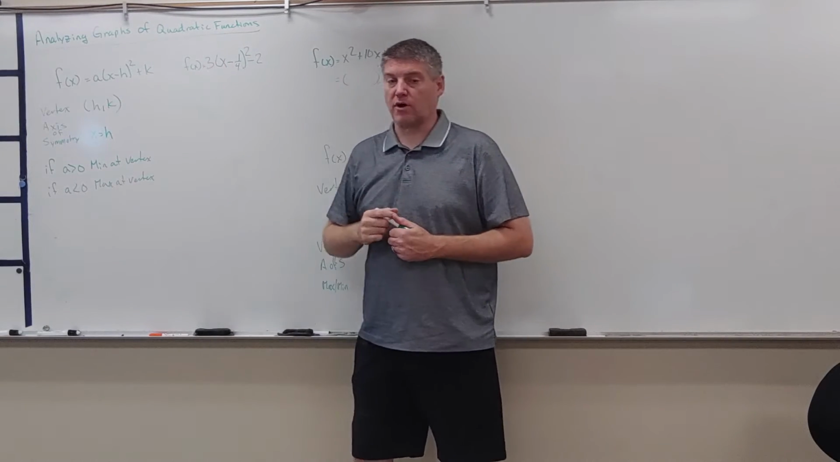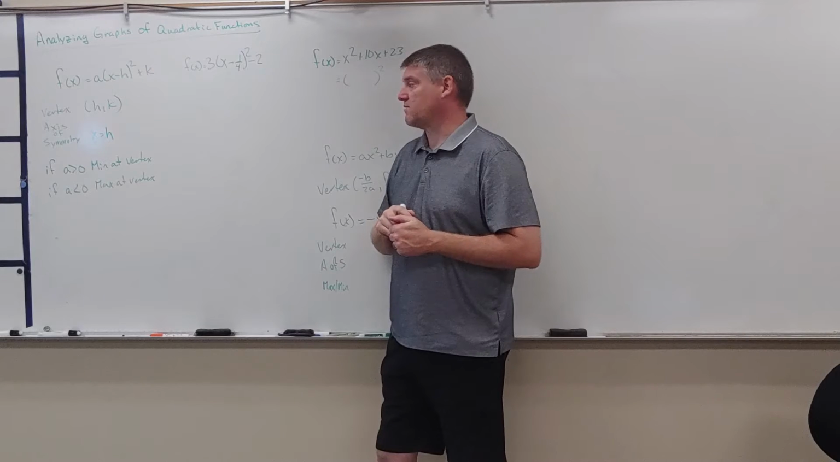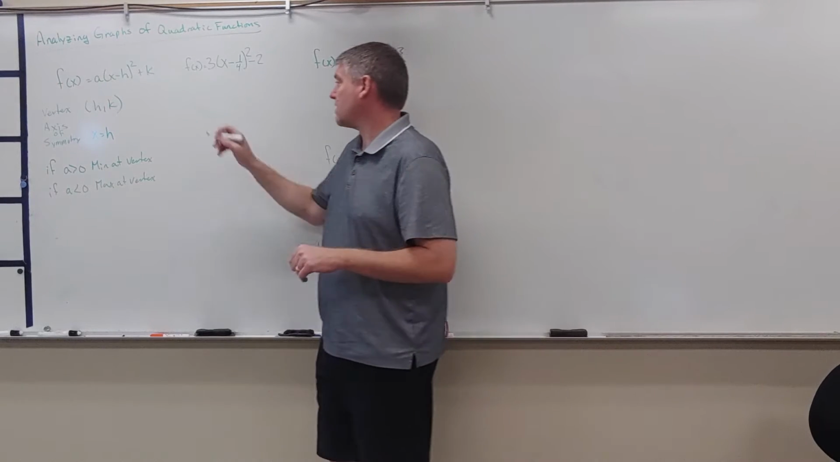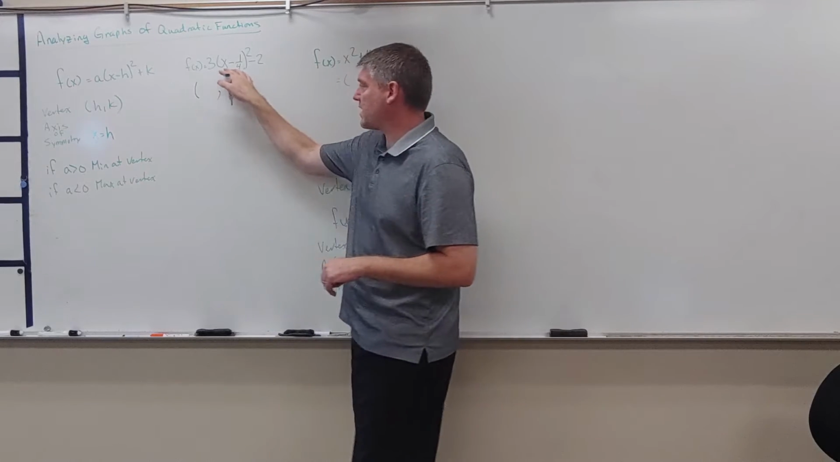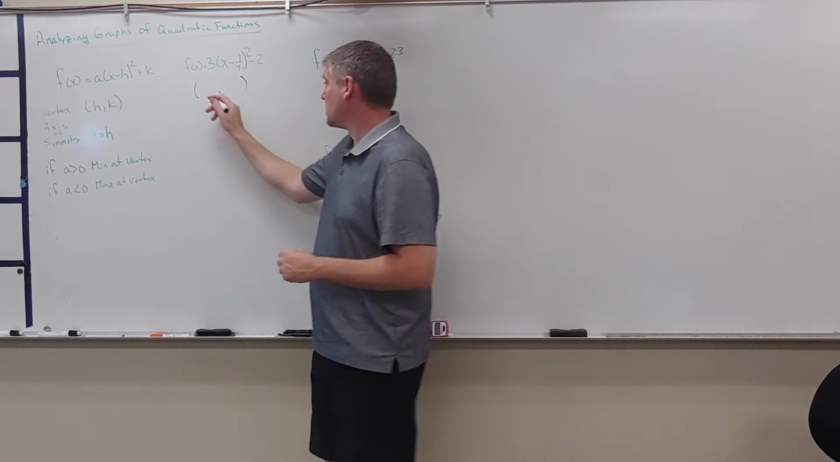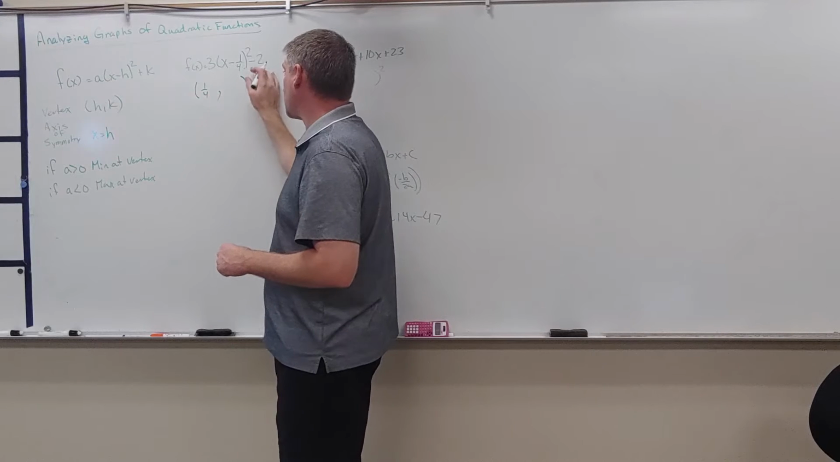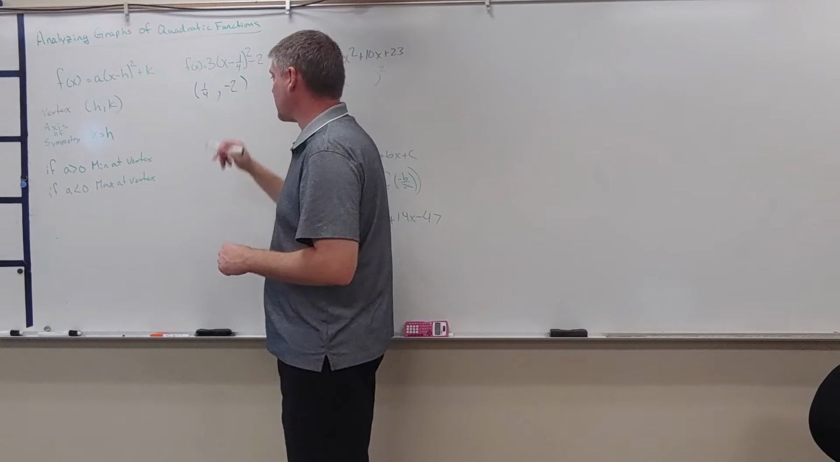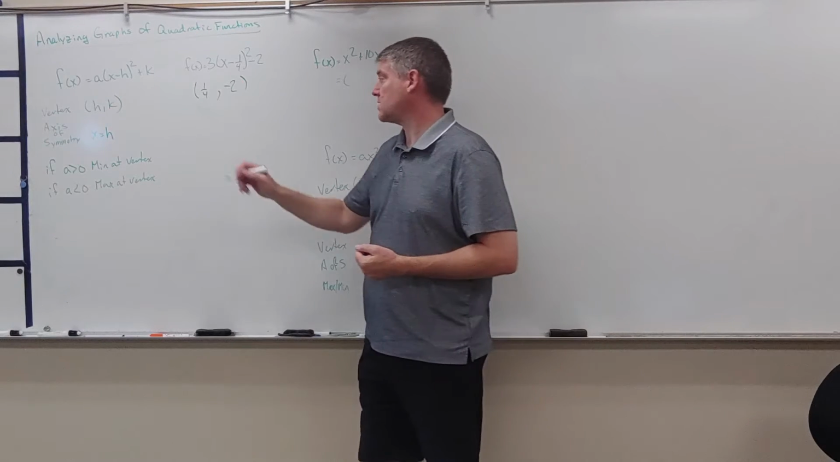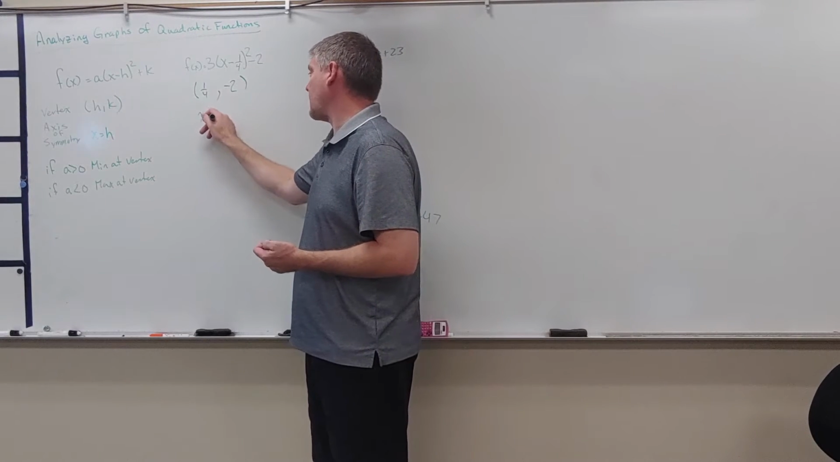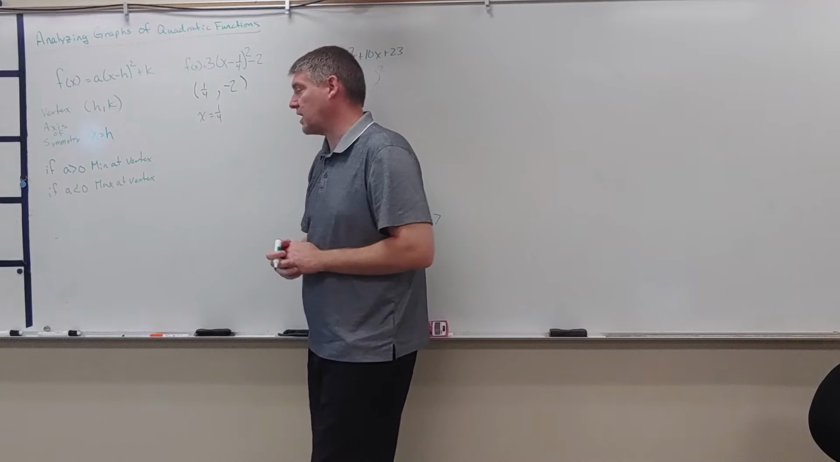I'm in vertex form. So the good thing is, since I'm in vertex form, I can automatically find my vertex. Okay? So my vertex is going to be what makes the inside of that parenthesis 0. So that's going to be 1/4. And then I just take the outside piece, -2. So I have (1/4, -2), that's my vertex. My axis of symmetry is going to be x equals 1/4 because it's my x coordinate.